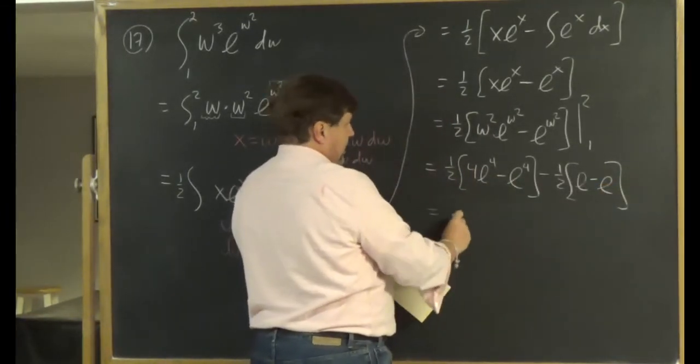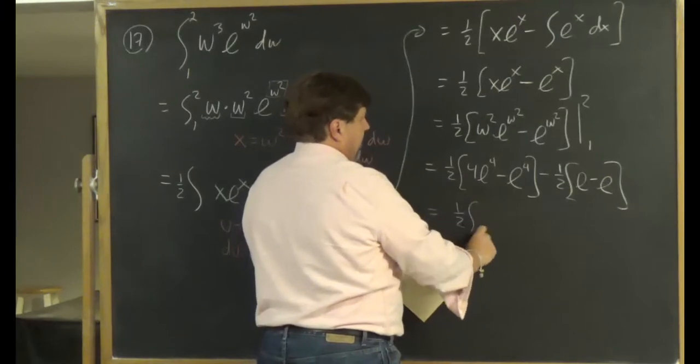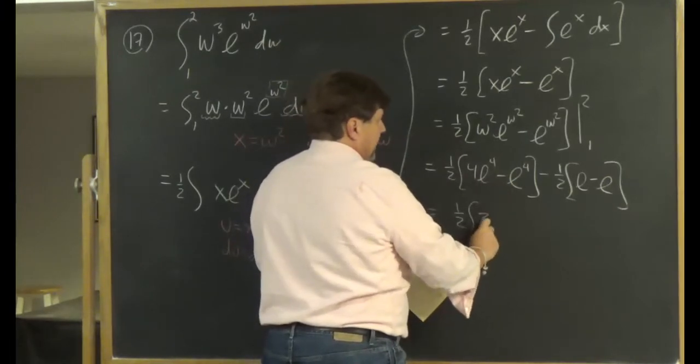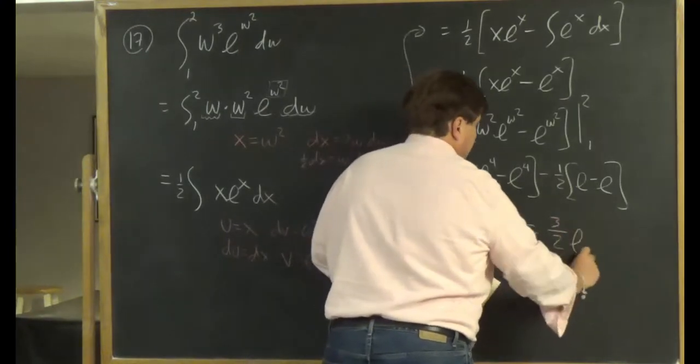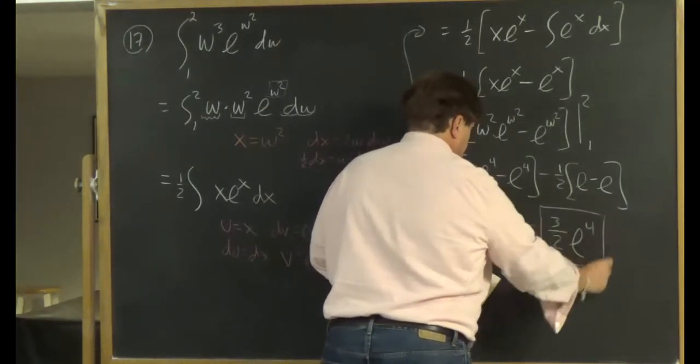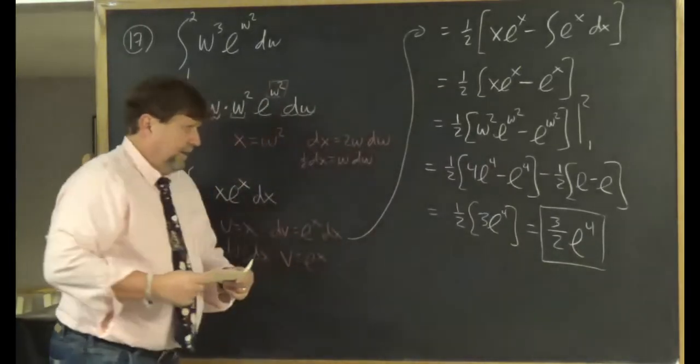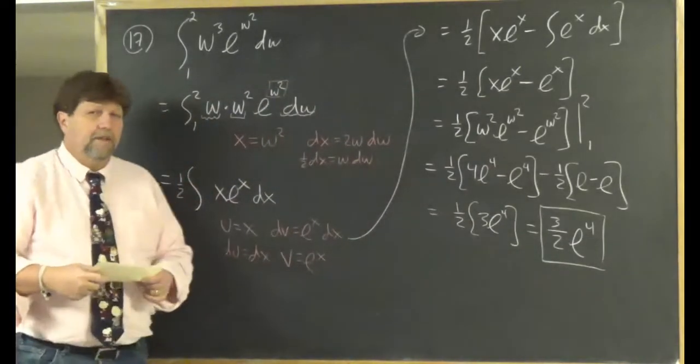So what do we have here? Nothing more than 1/2. If I do that subtraction, I get 3e to the 4th. So we get 3/2 e to the 4th. That's the value of that definite integral.